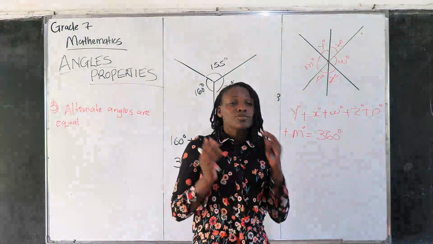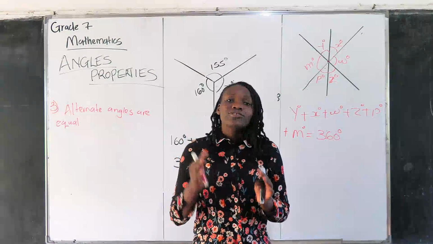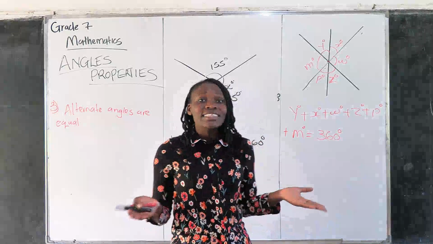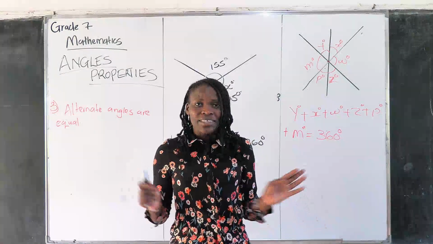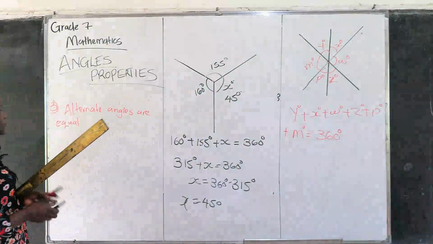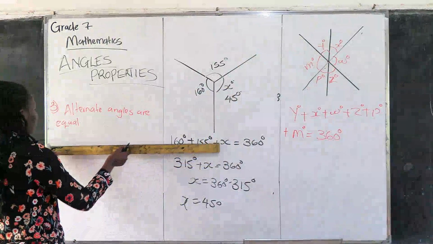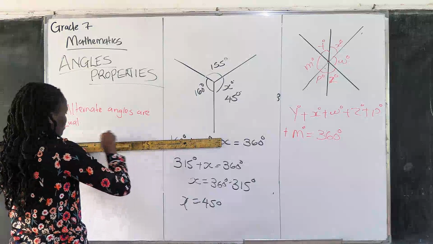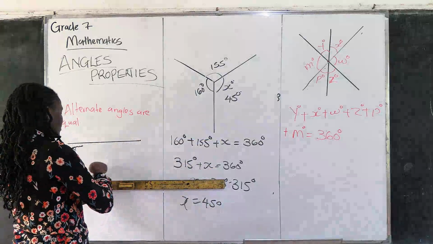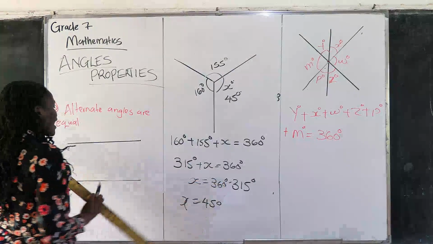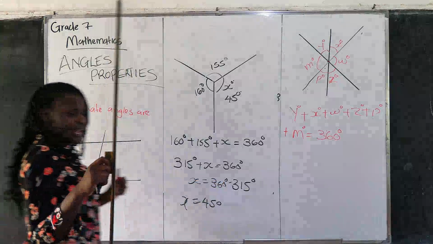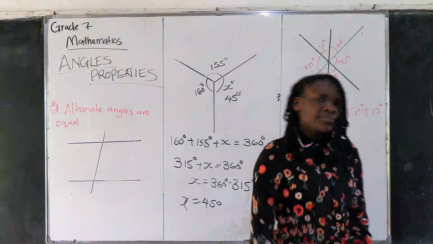For example, we have two parallel lines, okay? And do we know what a parallel line is? Those are two lines that can never meet, okay? They can never meet. So, for example, let me draw. We have these two parallel lines, and then we have one line cutting across them.